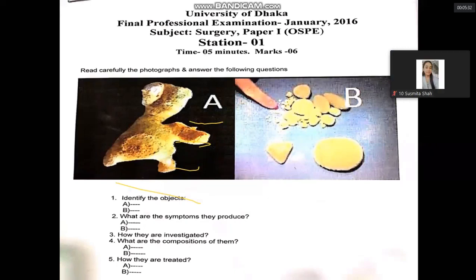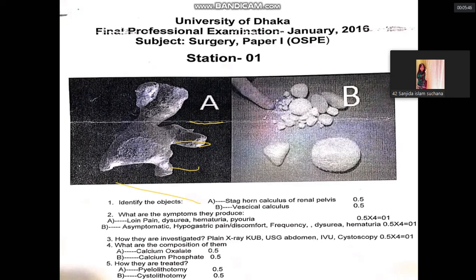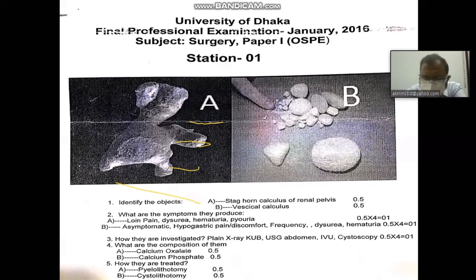So you have to say the imaging investigation to diagnose the case. In case of staghorn calculi or vesical calculus, by doing plain X-ray KUB or ultrasonogram of abdomen, IVU and cystoscopy, you will reach your diagnosis. So you have to write these things, not the renal function test or anything else. Okay?